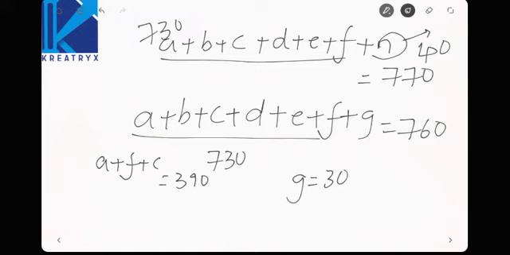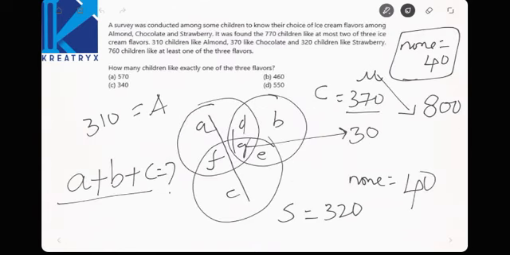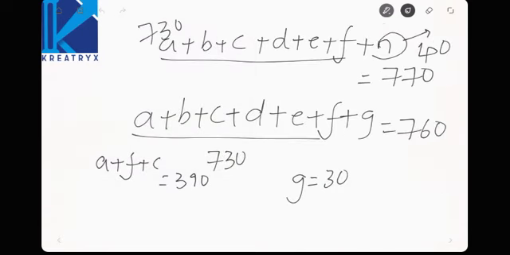And again see here, similarly, if you remove the almond Venn diagram, what are the remaining values? B plus E plus C. Now what is B plus E plus C? That will be equal to 450. Similarly, remove strawberry, we will get A plus D plus B, and that is equal to 440.